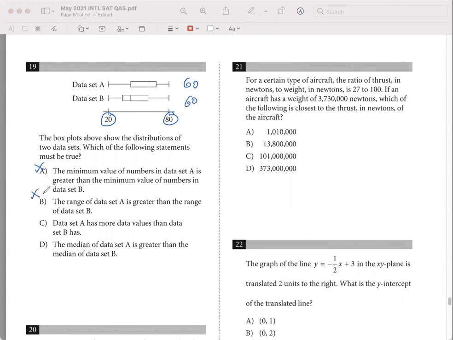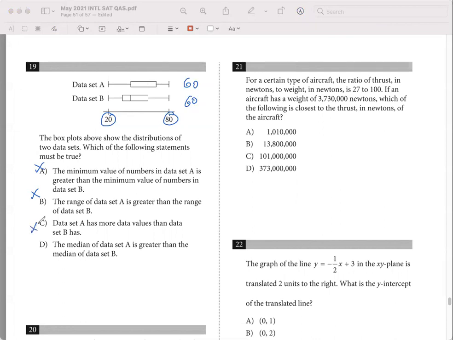Data set A has more data values than data set B has. We don't know that. The number of data values is something that the box plot doesn't tell you. It doesn't tell you how many data values there are. So C is not right.